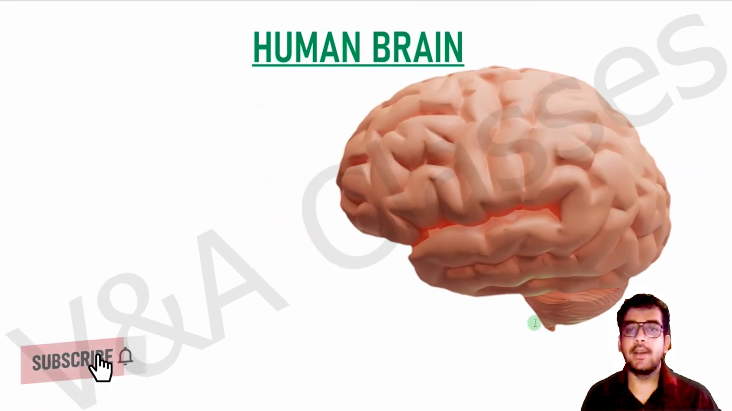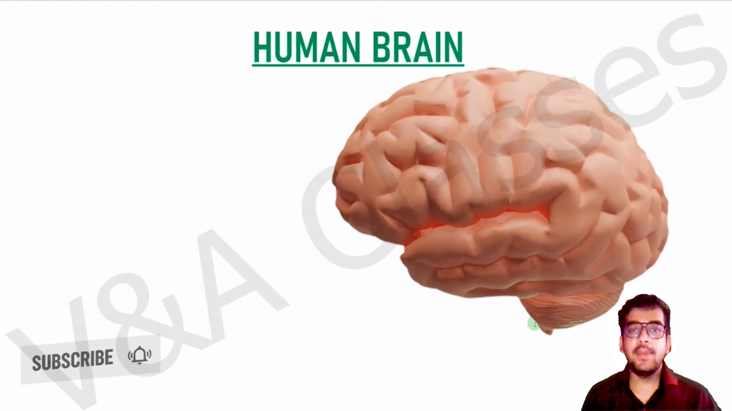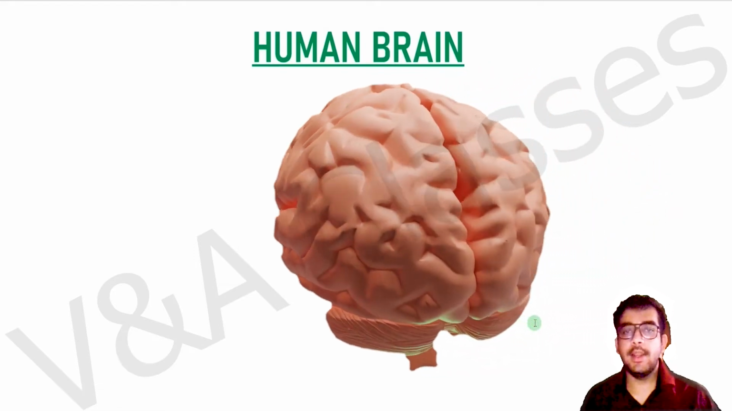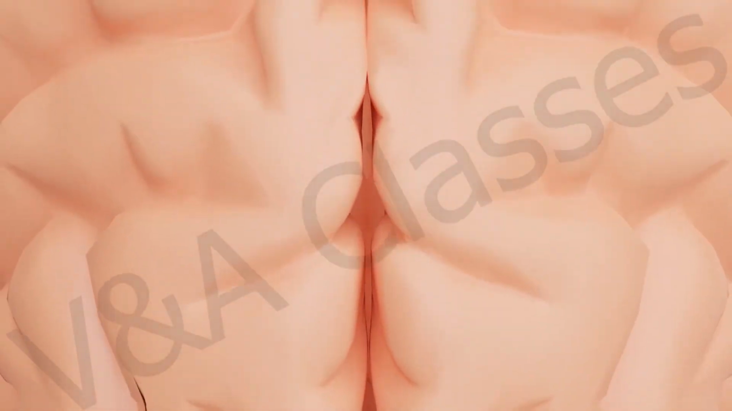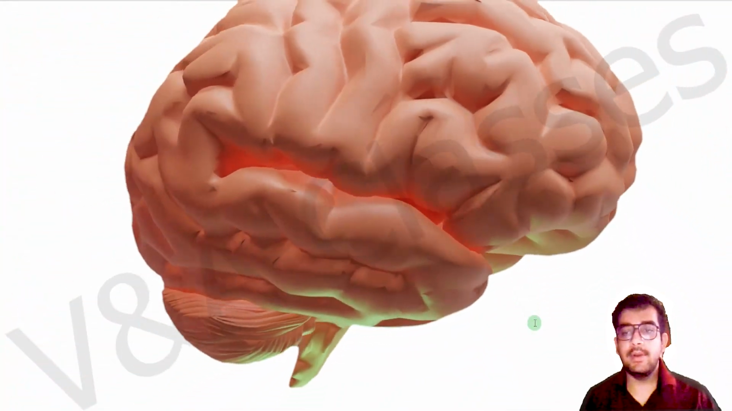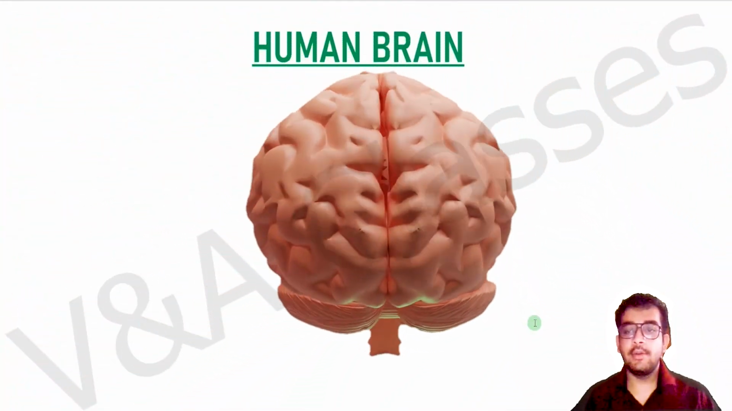in this video we will be discussing the human brain. As you all know, the human brain is a very important organ in our body and is responsible for all the control and coordination that happens in our body. It is situated in the cranial cavity and weighs around 1.5 kgs in a normal adult human being.